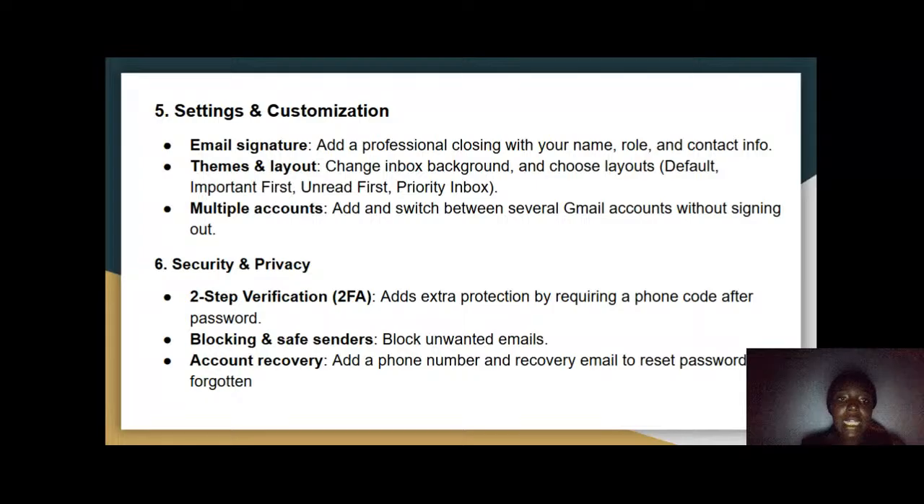Then we have the settings and customization. The signature, you can add the professional closing with your name, role, and contact info. One thing about the signature is that once you have added it to your settings, any mail you send, the signature is permanently there when you want to send a mail, right? When you add your name, maybe Divine, virtual assistant, and probably your phone number, it's automatically there when you want to compose a mail. So you don't need to start typing it all over again. It has already been saved, right?